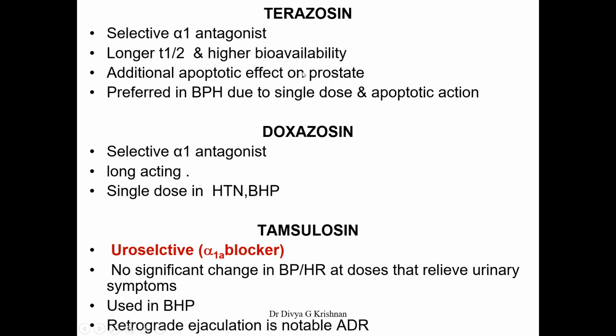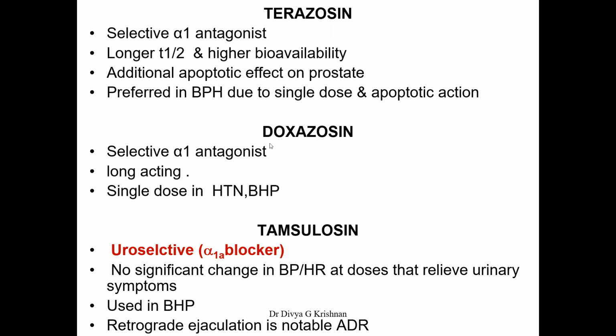About terazosin, it is again a selective alpha blocker. It has got a long half-life and hence you can give it in a single dose. It has got additional apoptotic activity on the prostate. Now, when you compare prazosin and terazosin, terazosin will be much preferred for the treatment of BPH as compared to prazosin because of mainly two reasons. One is it can be given in a single dose, and second, its additional apoptotic activity on the prostate.